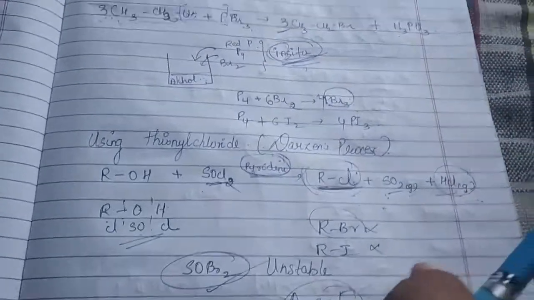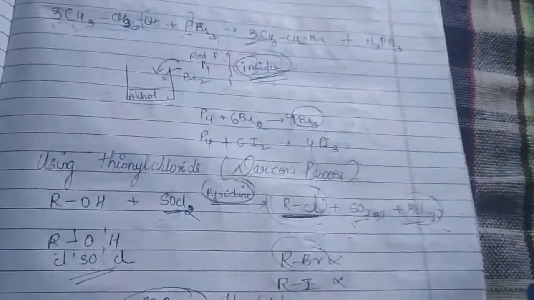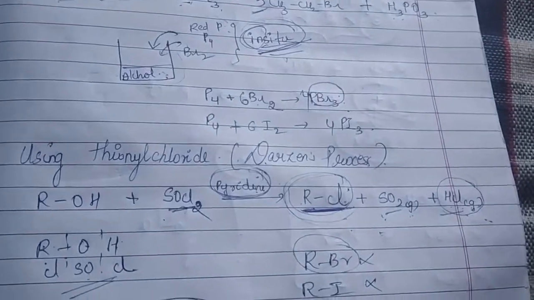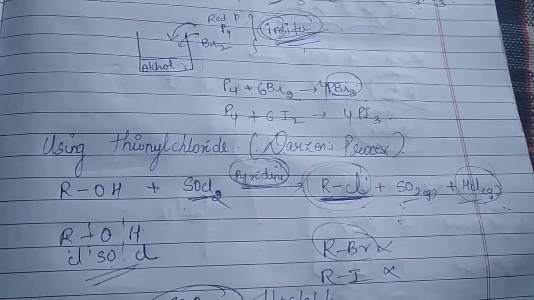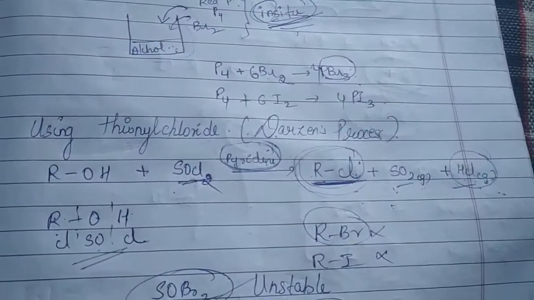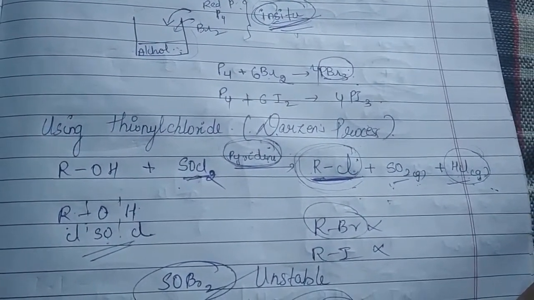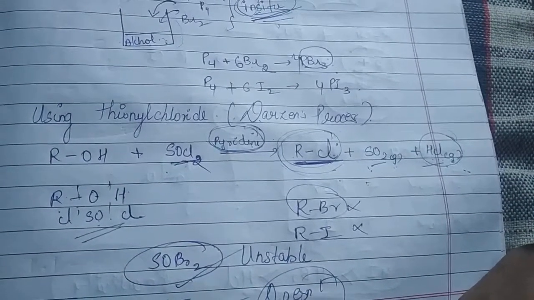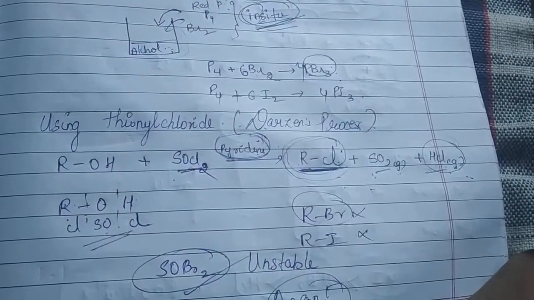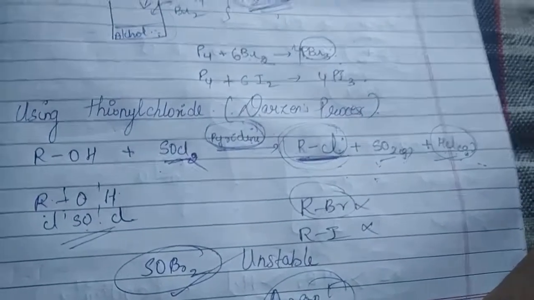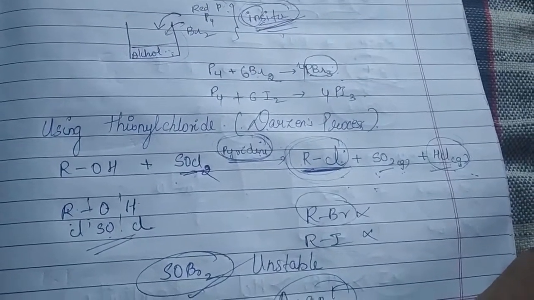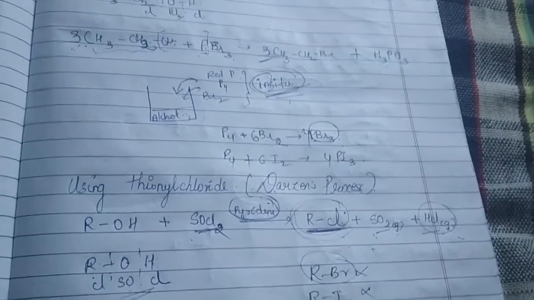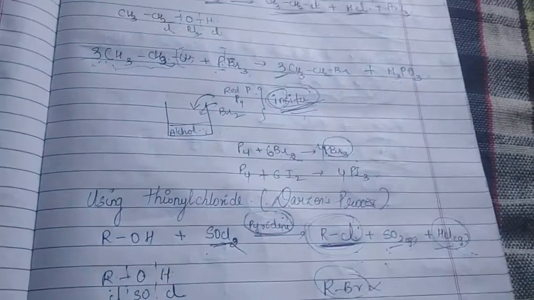Then we saw Darzan's process using thionyl chloride. It's a reaction between an alcohol and thionyl chloride. Do remember, in the presence of pyridine, you will get an alkyl chloride, SO2 and HCl. This is one of the most important and noteworthy reactions to keep in mind, because whatever byproducts we get are in the gaseous state, so they can be easily removed. The pyridine we have added is a base which will neutralize the HCl. When it removes that HCl, the reaction rate will be faster.